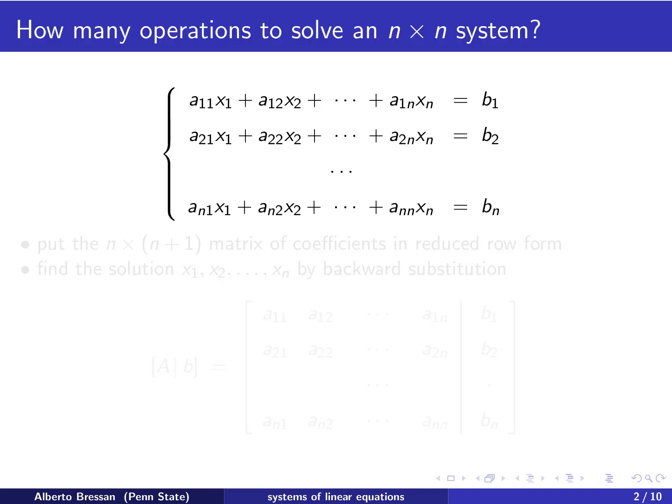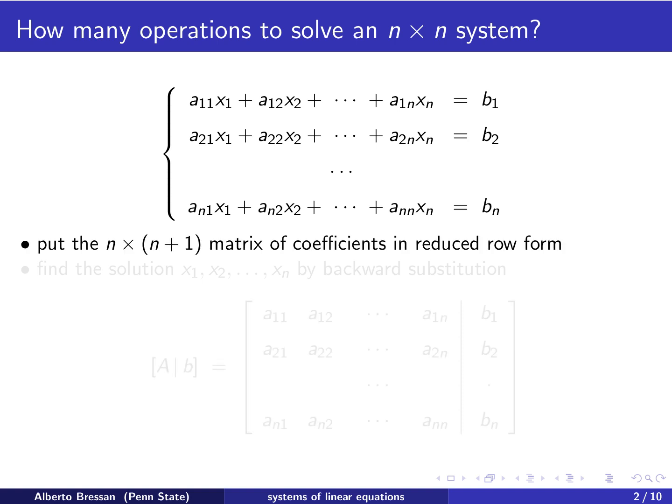In the first part of the lecture, we talked about an algorithm that can be used to find the solution of an n times n system. So now let's ask a question: how many operations are needed to solve an n by n system? Here, when we say an operation, it means one calculation, either an addition, subtraction, multiplication, or division.